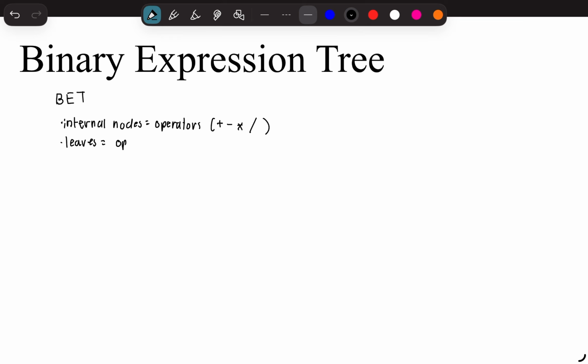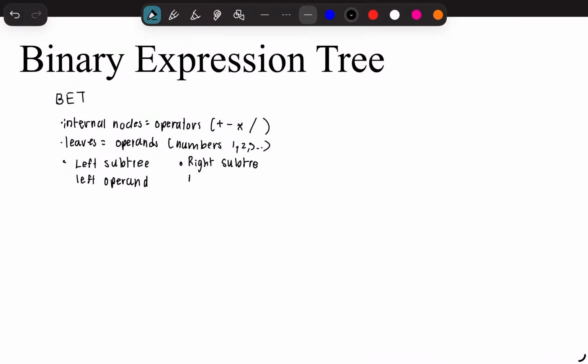Your leaves are going to be your operands. These are going to be numbers, 1, 2, 3, 4, 5. And you're going to have your left subtree and a right subtree. That will be your left operand. This will make more sense when I show you. Right subtree, and that's going to be your right operand. Your operands, these are your numbers. Your operators, these are your symbols.